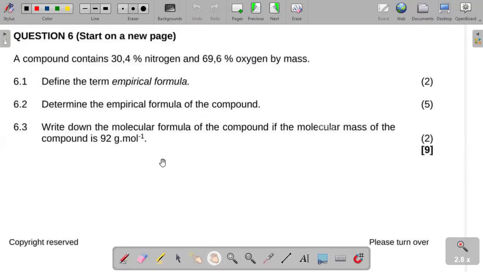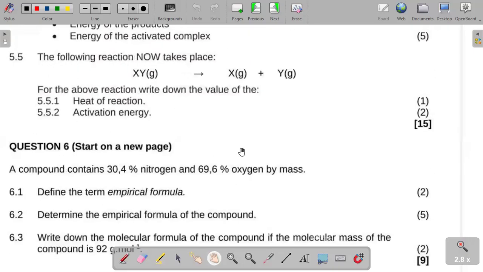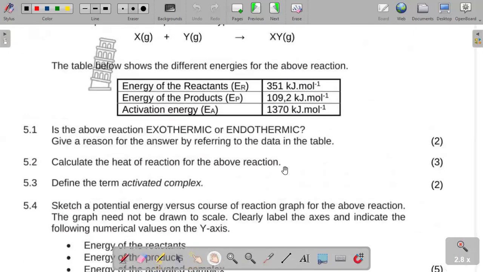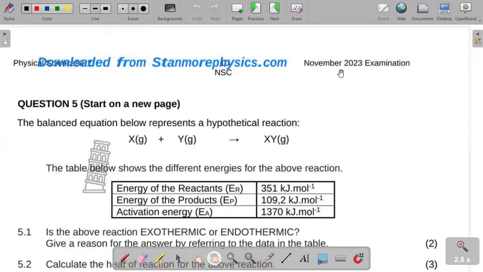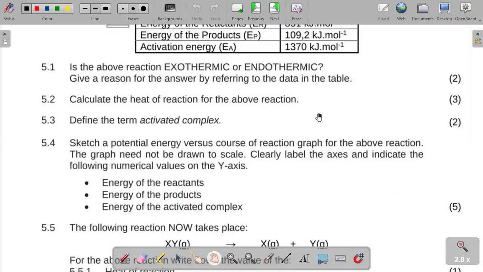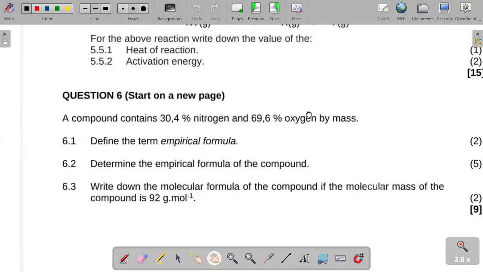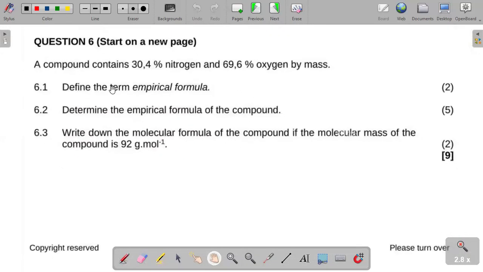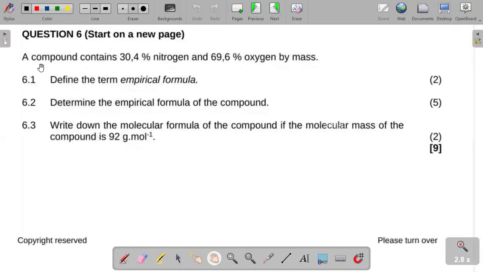So, where does this question come from? This question comes from November 2023, KZN. Let's read the question. They say: a compound contains 30.4% nitrogen and 69.6% oxygen by mass.